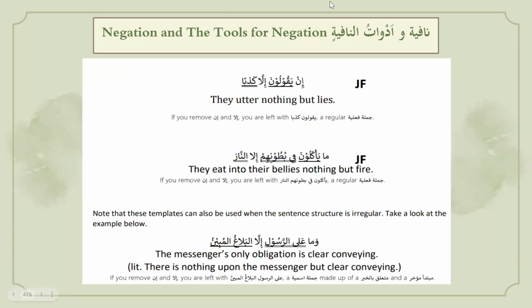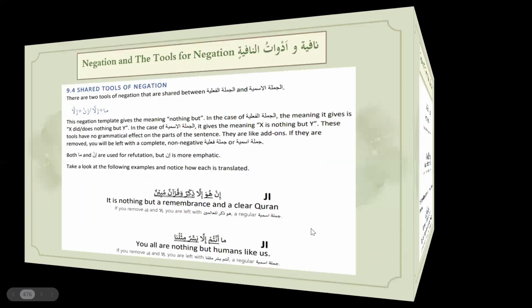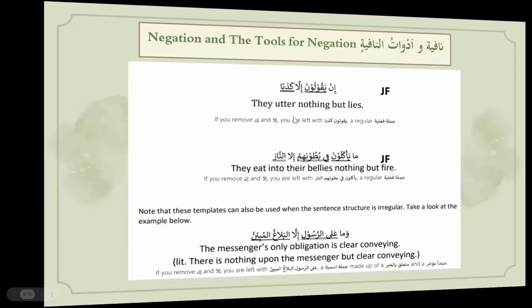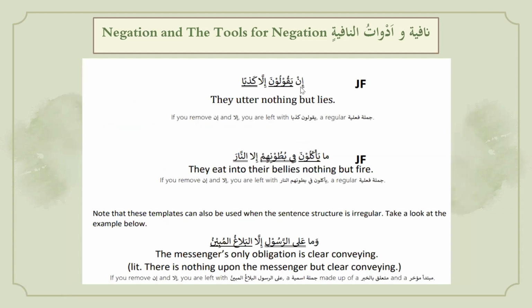And then we have more examples. In yaquluna illa kaziba, they utter nothing but lies. So this is an example of jumla failure. Over here, both of these were jumla ismiya, because after in you can see the independent pronoun huwa as mubtada and antum as mubtada. So these two were jumla ismiya examples, and over here we have jumla failure examples.